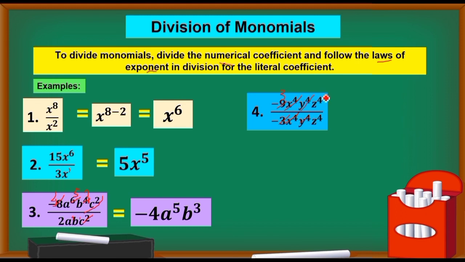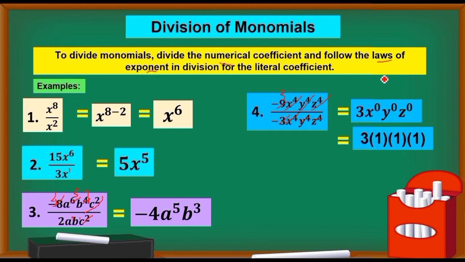So, cancel. So, z raised to 4 and z raised to 4, parehas din. So, magki-cancel din po. Bakit po kinakancel? Diba, 4 minus 4 ay magiging 0. At yan po ay magiging equal kay 1. So, magiging positive 3, x raised to 0, y raised to 0, and z raised to 0. Since puro 0 na po yan, magiging 3 times 1 times 1 times 1. And the answer is 3.